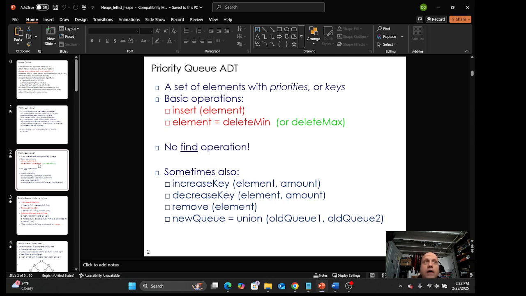Why do we know that? Because of our consideration of algorithm analysis. That's where it comes in. So priority queue, ADT: a set of elements with priorities or keys. A lot of the basic operations would be an insert or a delete. You could be either deleting a min or max. We went through this before. The opposite of a min tree would be a max tree. And with a priority queue, you would have a find operation, and also increase key, decrease key, remove, or new queue.